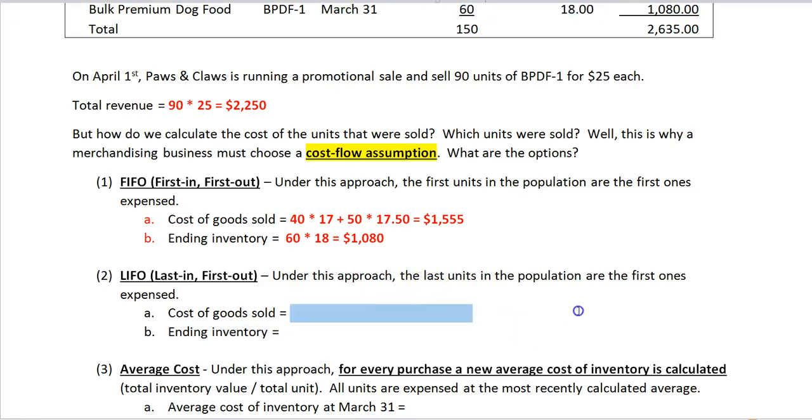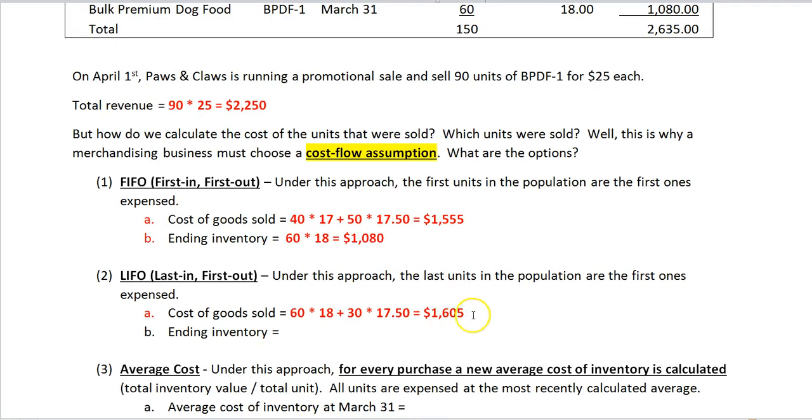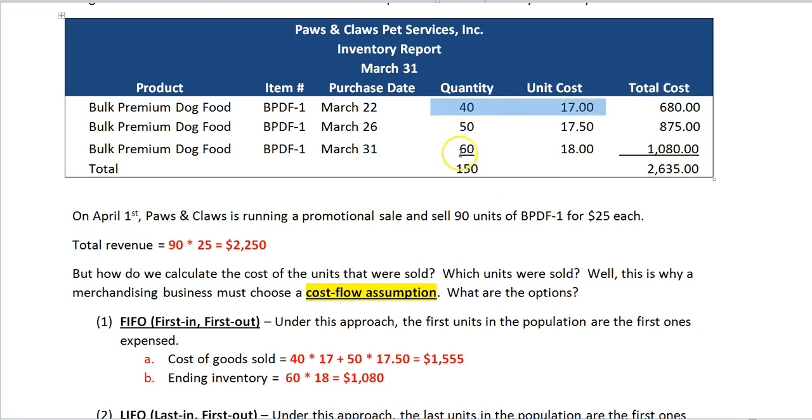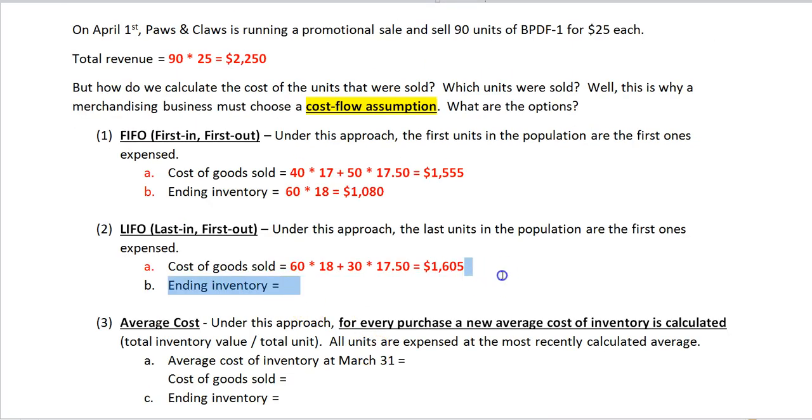So let's see the math. We'll explain it one more time. We're taking all the units at 18. That gives us 60 units. But we need 30 units more to reach a total of 90. So we're going to take 30 from this population, 30 at 17.50. Notice our cost of goods sold in this example is $1,605. Our ending inventory will be what's left, the 40 at 17 plus, if we sold 30 of these, there's only 20 left, so 20 at 17.50. So the cost flow assumption tells you which ones we're going to expense, either the first ones or the last ones.